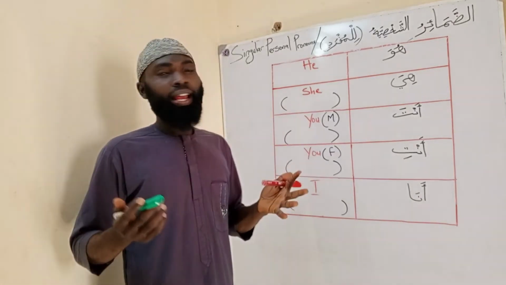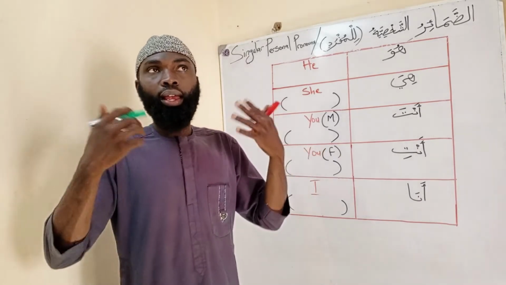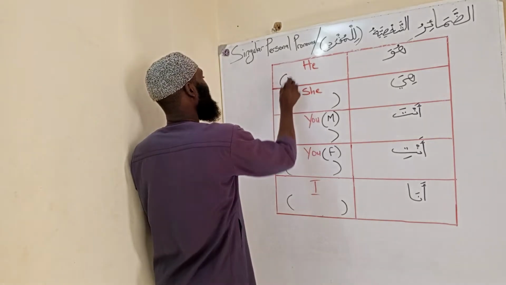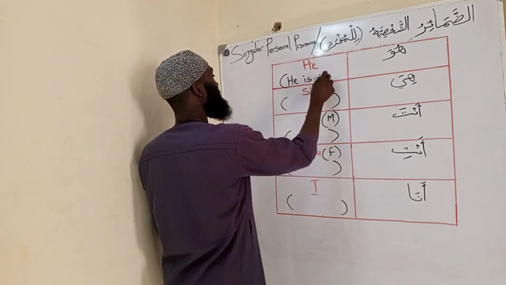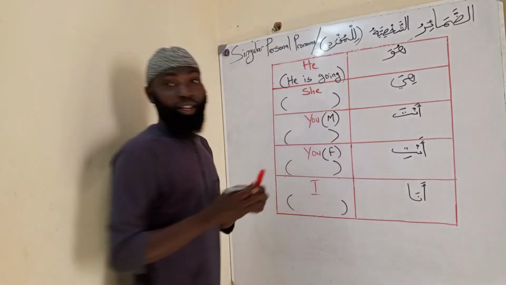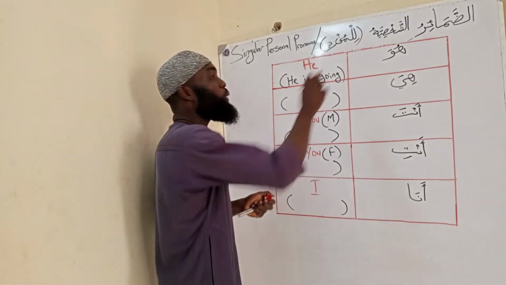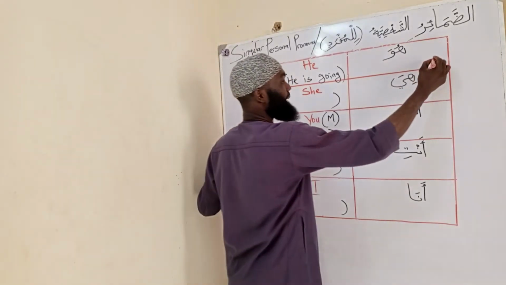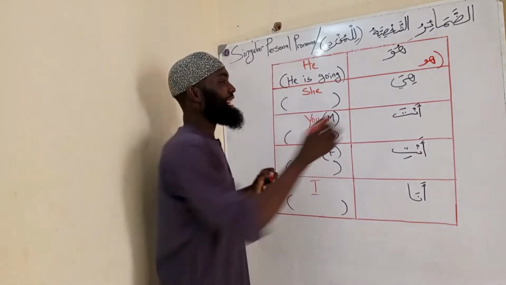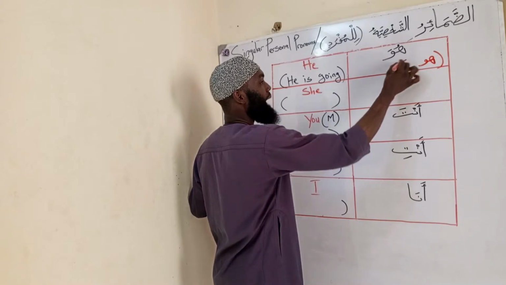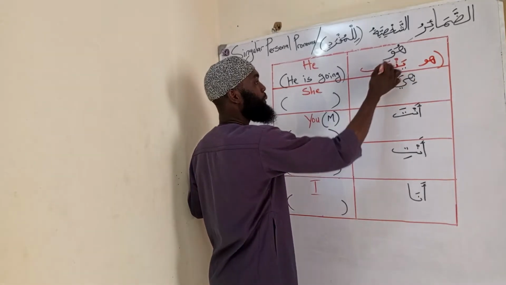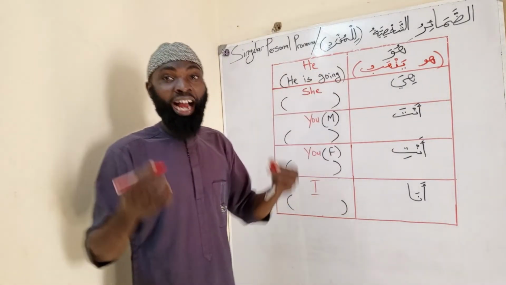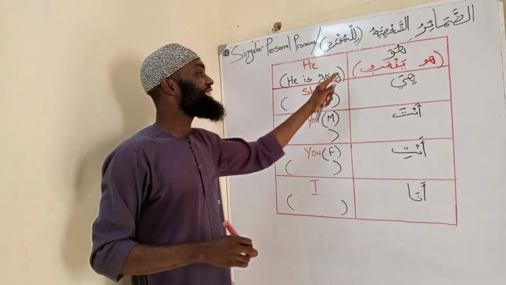Now, what example can we bring here? In the English language, we can say he is going. He is going. Yes, he is going. In the Arabic language, the equivalent of this is to begin also with the pronoun, because here we began with the pronoun in the English language he. So we are going to begin also by saying huwa. Huwa yadhhabu, which means he is going. Huwa yadhhabu. He is going.